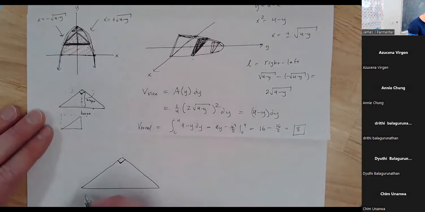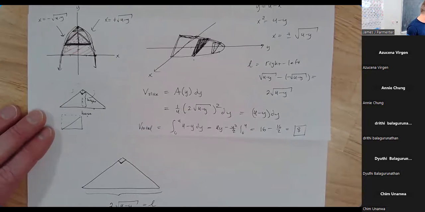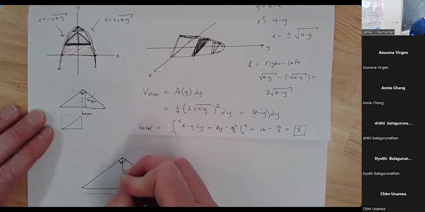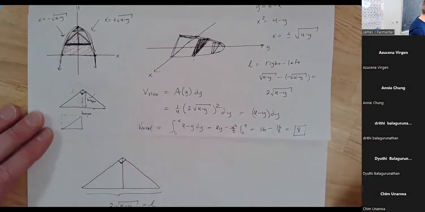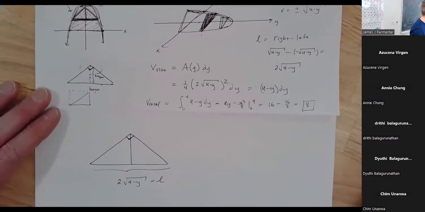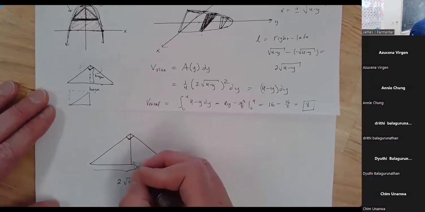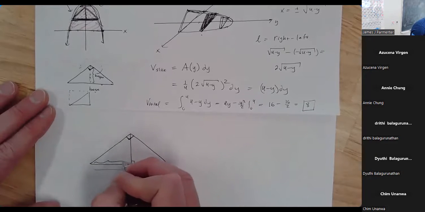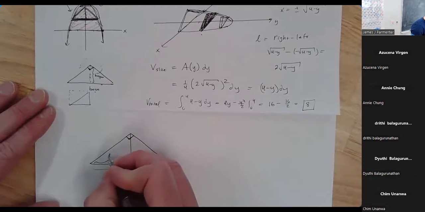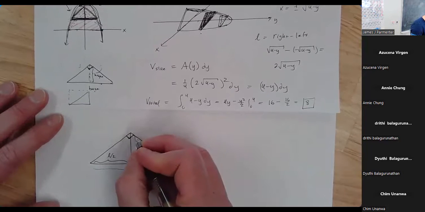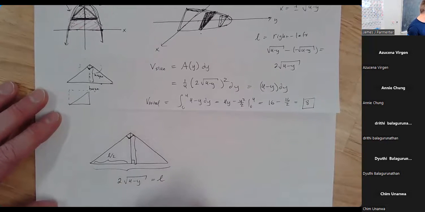And here's what we have. This side here is 2 times the square root of 4 minus y. That is the length, which we can just call L if we want. And let's do the easy thing, which I was not doing before because I was trying to make my life harder than it needed to be. This length here is half of that. This height here is the same as that because it's a new right triangle that's isosceles.